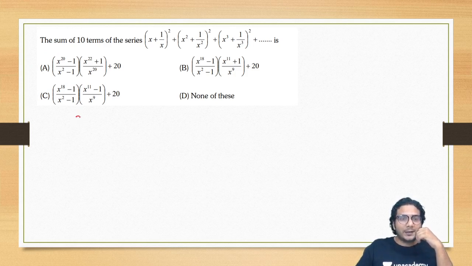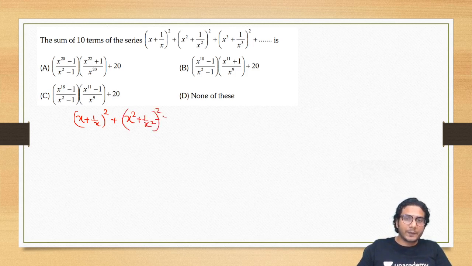Let me rewrite it. It is (x plus 1 upon x) the whole square plus (x square plus 1 upon x square) the whole square plus (x cube plus 1 upon x cube) the whole square and so on. If the square was not there, then you would have x, x square, x cube, the first term of each bracket, in GP, right? And the second terms of each bracket also form a GP separately, right? But because of this square there's a problem.